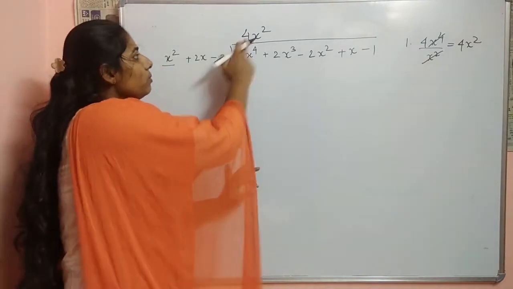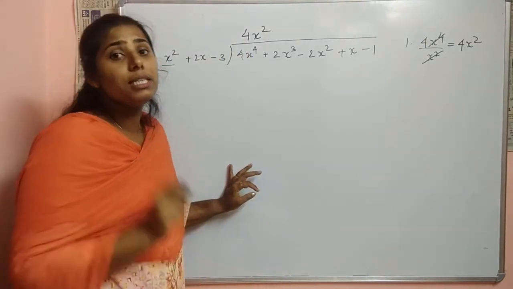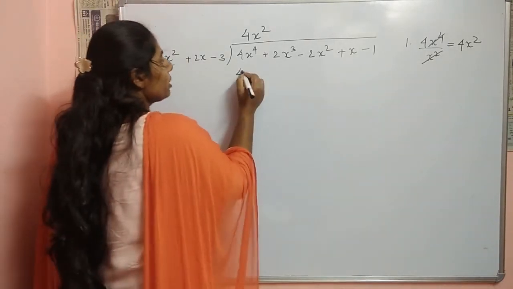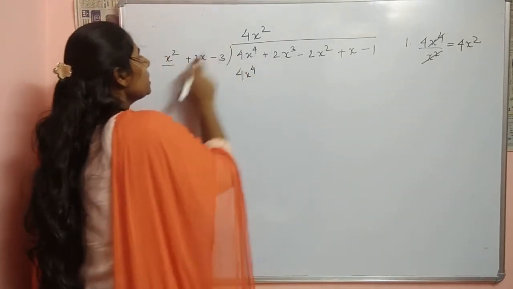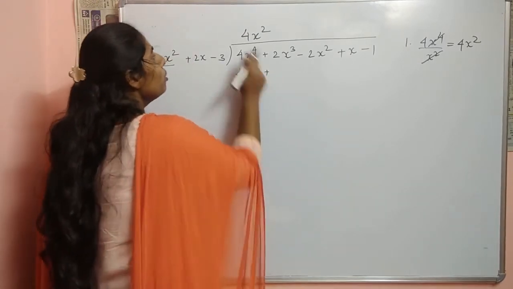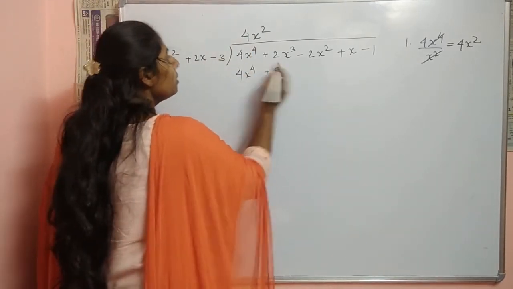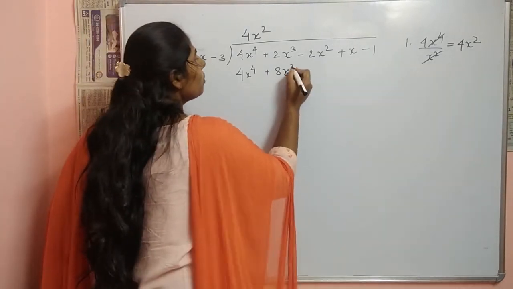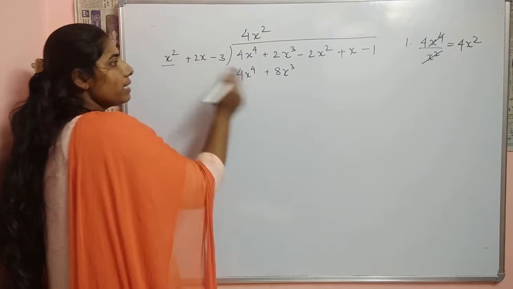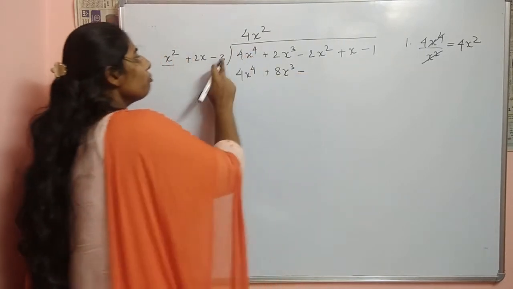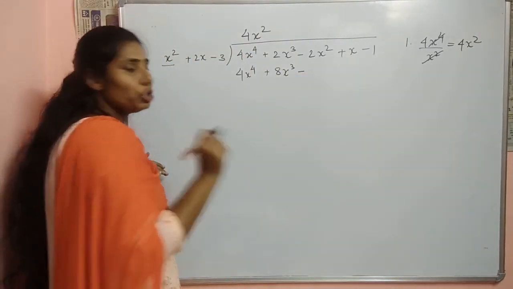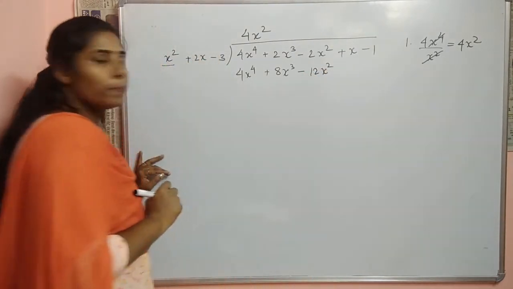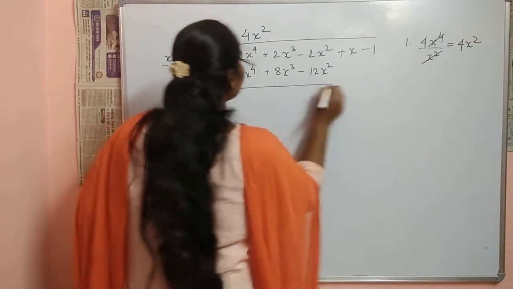Okay, now this term you will be multiplying with each term of the divisor. So 4x square and x square will give you 4x to the power 4. Plus into plus is plus, 4 into 2 is 8, x square into x you will get x cube. Okay, 4 in plus into minus, here you will get minus 4 into 3, it is nothing but 12x square.